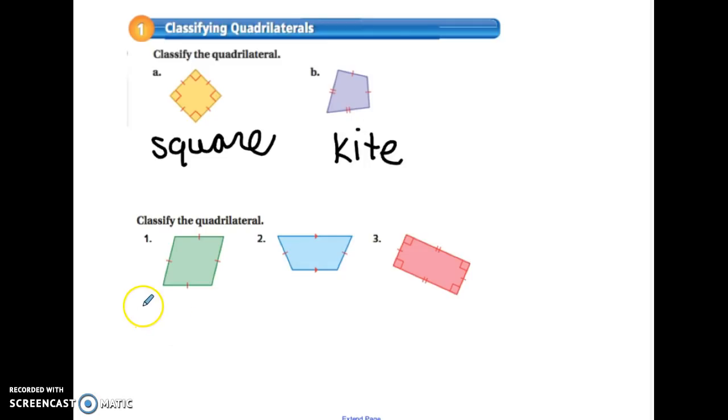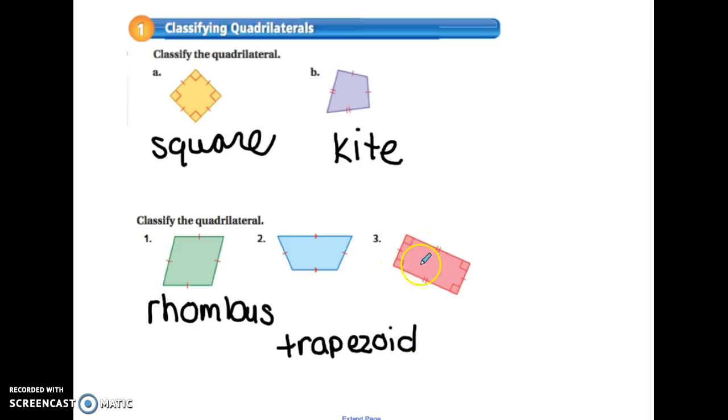And the next example, all these sides are the same and we have parallel sides, parallel sides. This is a rhombus. Okay. The next example, parallel, congruent, trapezoid. And last, we can see these two sides are the same, these two sides are the same, and all four angles are 90 degrees, so this is a rectangle.